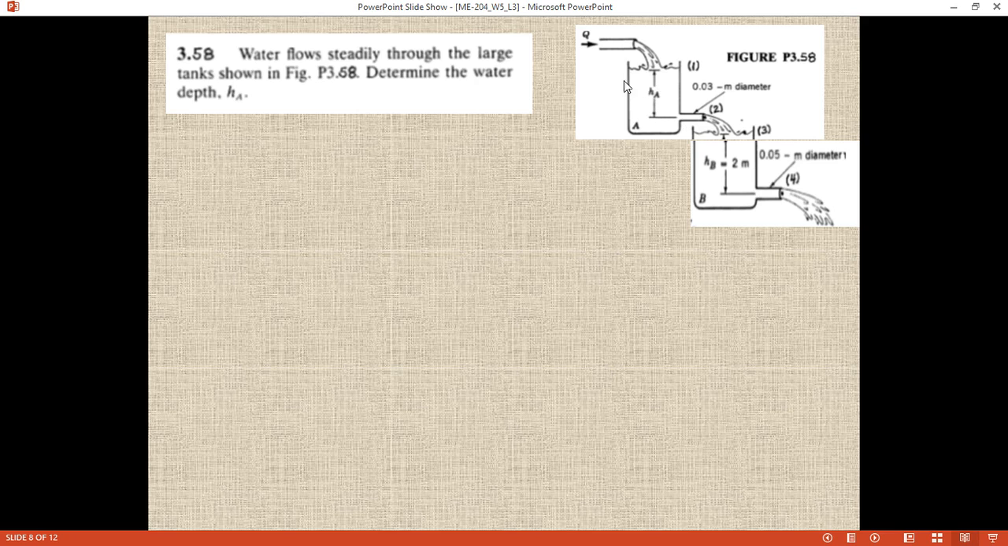We know that the volume flow rate here will be equal to the volume flow rate here will be equal to the volume flow rate here. Okay, so at this point 4, height is known. Okay, here we know the boundary conditions. The atmospheric pressure is 0. Here the velocity is 0. So we can find out the velocity at point 4. Okay, so let's see.